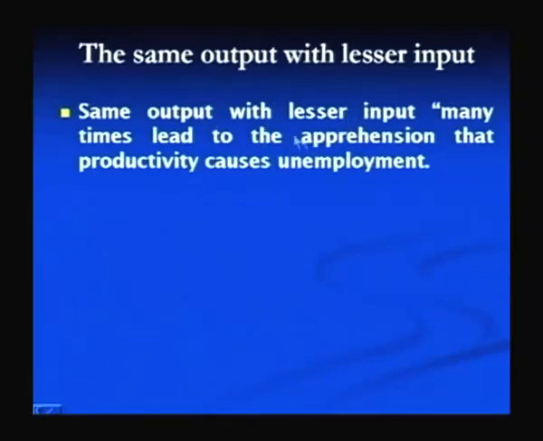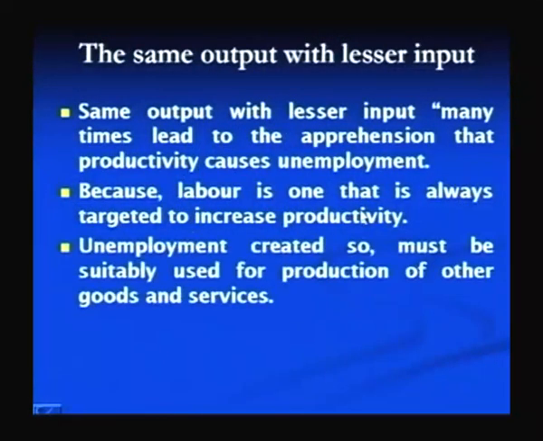But the moment labor is reduced to get the same output, we get a different apprehension, and people have apprehension about the same output with less input, in that productivity causes unemployment, because labor productivity is targeted first to get the same output with lesser inputs. That is why people feel that if people are working on improving productivity, it will lead to unemployment. Labor is always targeted for increasing productivity, and if it happens so, then unemployment is created, and the unemployment so created must be used suitably for the production of other goods and services, so that they can be made available.